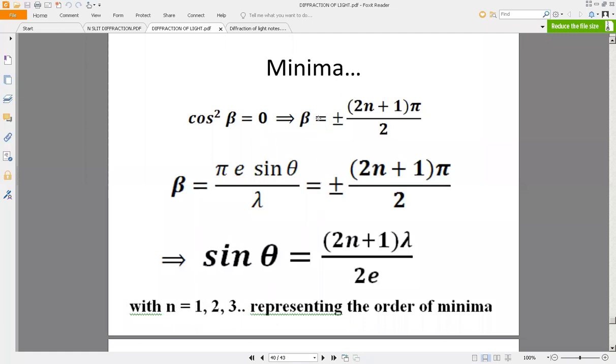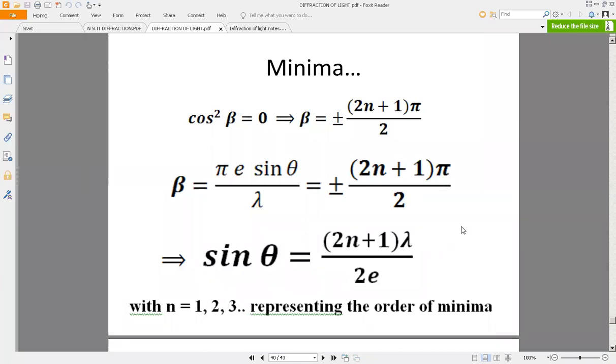Okay. Yes, I have equated beta to this amount, and you know beta equal to pi e sin theta by lambda. So you can just cancel the pi on both sides and get sin theta equal to (2n plus 1) lambda by 2e. If you put n equal to 0, you get lambda by 2e. If you put n equal to 1, you get 3 lambda by 2e, 5 lambda by 2e, 7 lambda by 2e, etc. Right? Mathematically, you can start with n equal to 0 here. But n equal to 0 is 0th order minima, which doesn't make any sense. Always minima starts with 1, 2, 3, etc. There is nothing like a 0th order minimum.